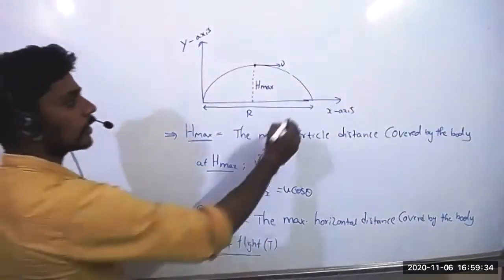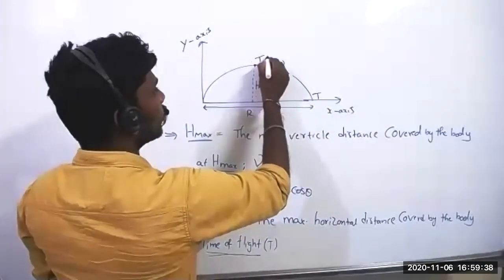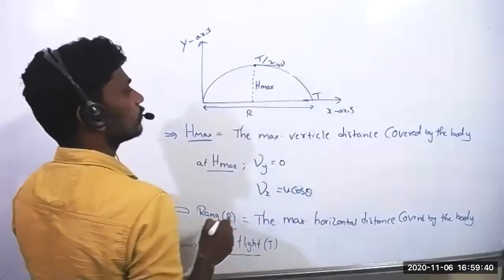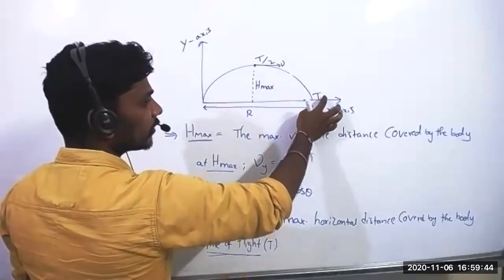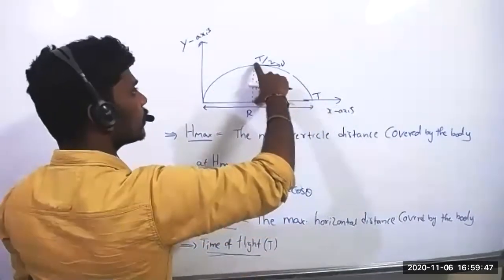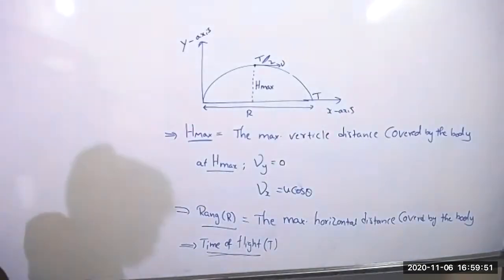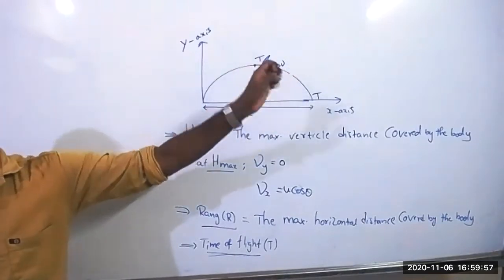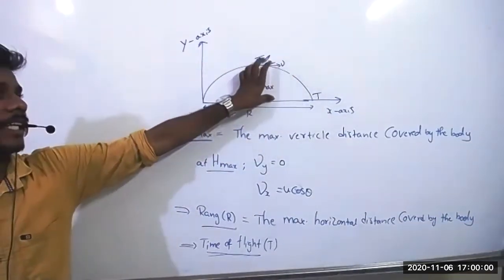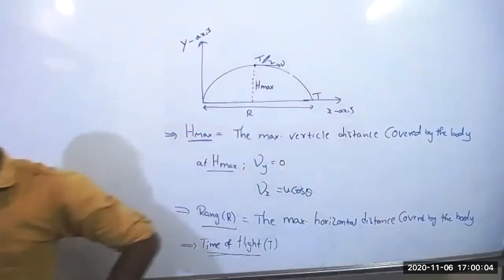So time of flight is T. Here how much will it become? T by 2. From here to here is the total time of flight. To reach maximum height, T by 2 only. Half of the time it will reach here, remaining half of the time it will reach here, so total time will become T. Okay?